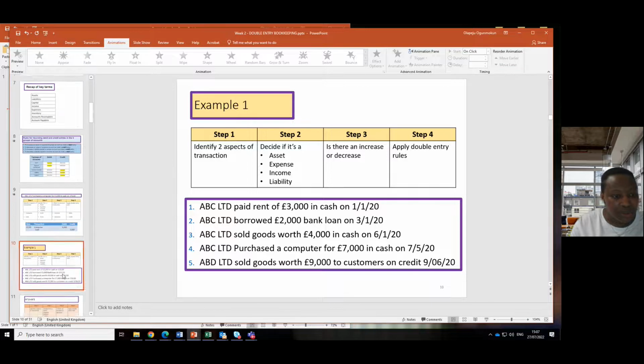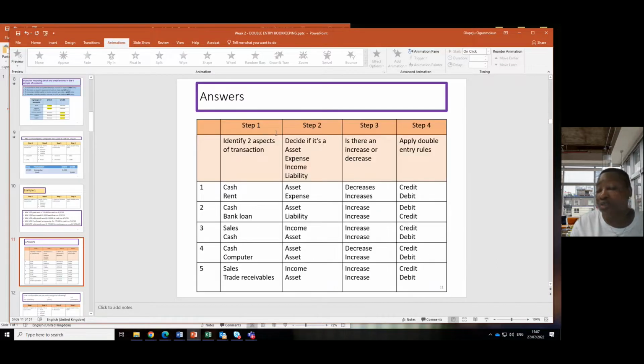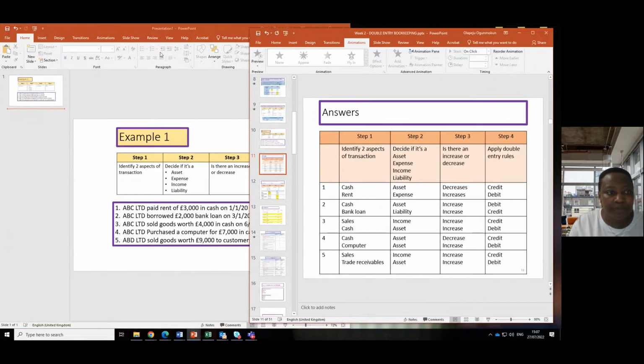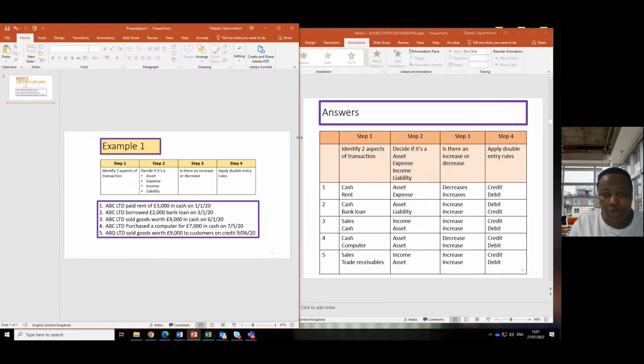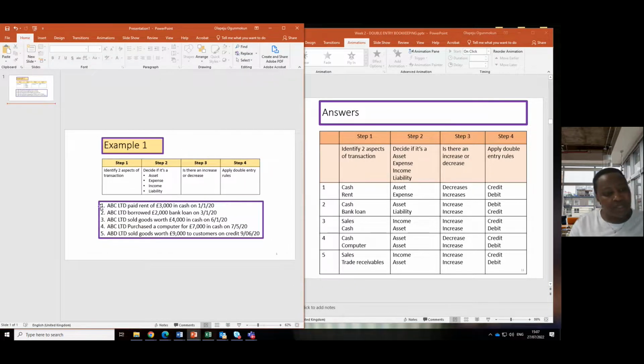What we're going to do is take each of the steps, which is the reason why I have decided to share these 2 screens. So the first one is, ABC Limited paid rent, £3,000 in cash on the 1st of January 2020. The 2 aspects of the transaction that we need to identify are rent and cash. So we do that. Step 1, identify the 2 aspects of the transaction. We have cash and we have rent.